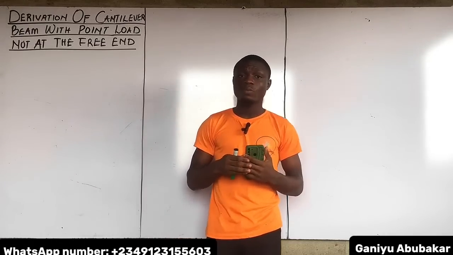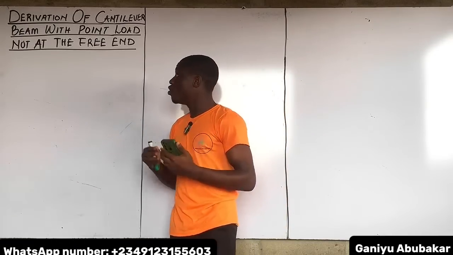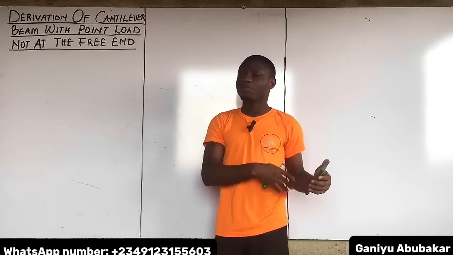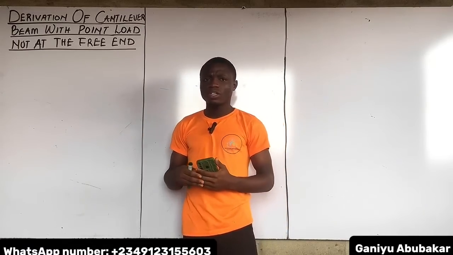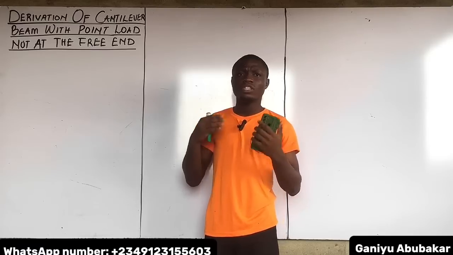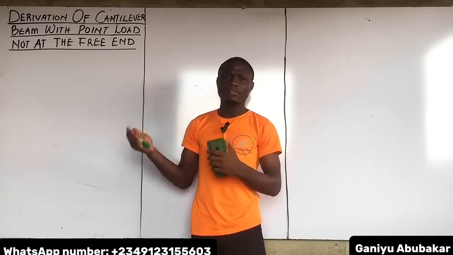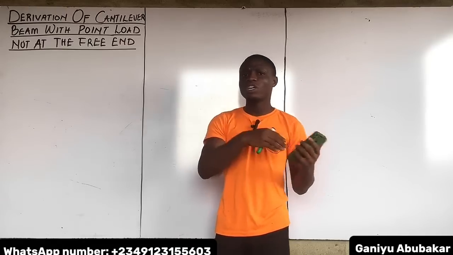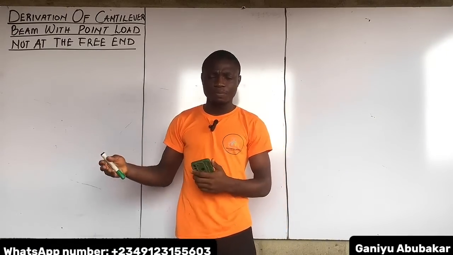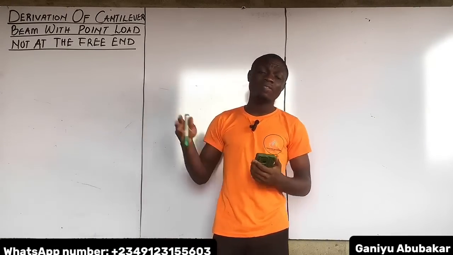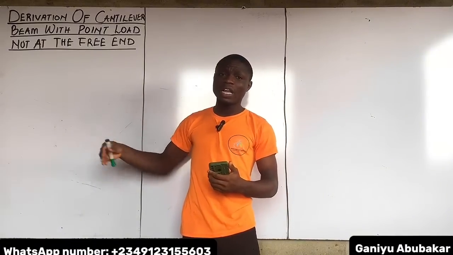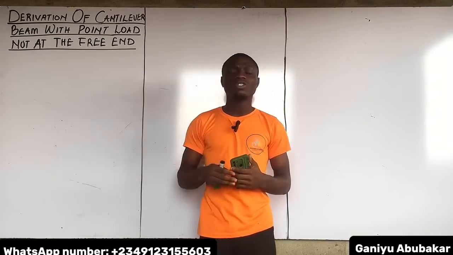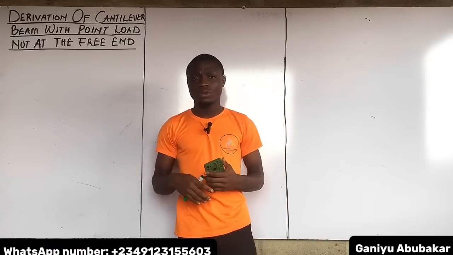For this class, we'll be looking at the derivation of a cantilever beam with point load not at the free end. So how do you derive the slope equation and the deflection equation for a cantilever beam with point load not at the free end? We're looking at the derivation of the slope equation and the differential equation of this one here, and also using this idea to solve some past questions.